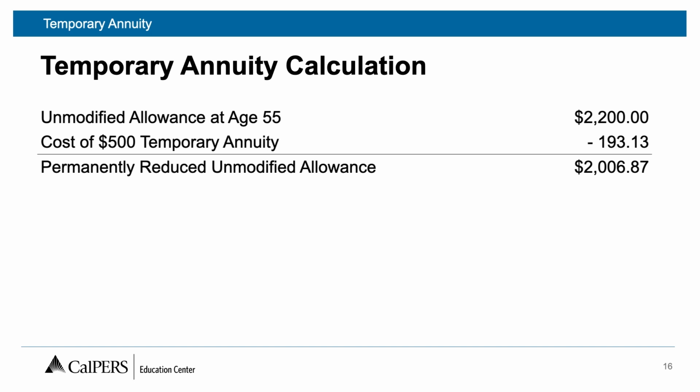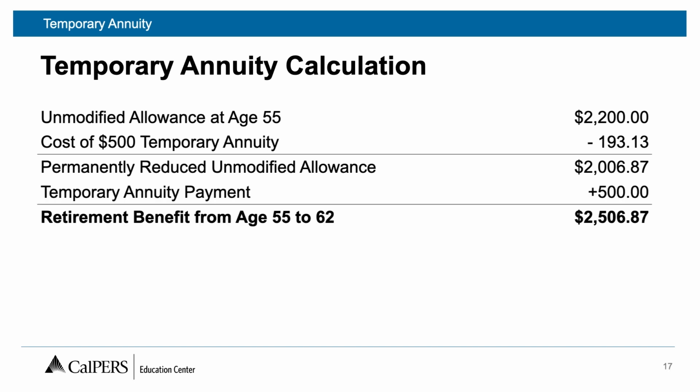Based on the chart we just looked at, you see that a temporary annuity payment of $500 until age 62 will permanently reduce your unmodified allowance by $193.13, but provides the additional income you'll need to retire now. We begin with the original unmodified allowance of $2,200. We subtract the cost of the temporary annuity, leaving the permanently reduced amount of $2,006.87.